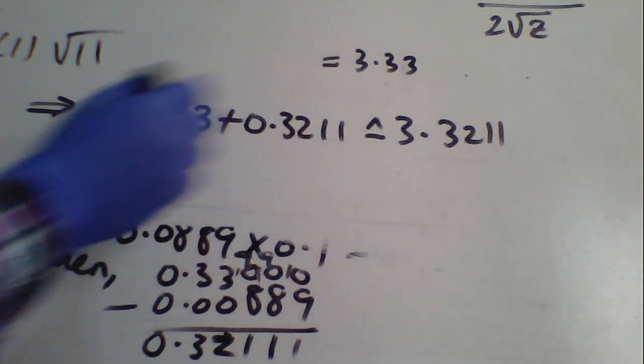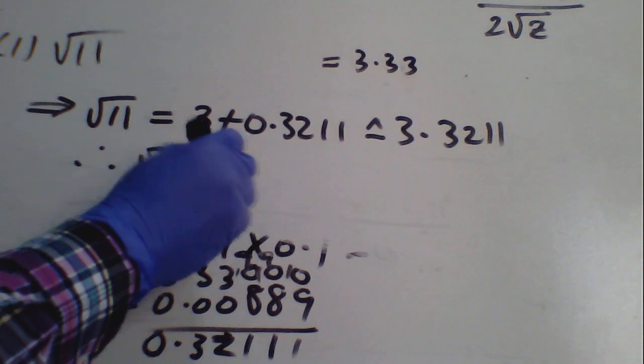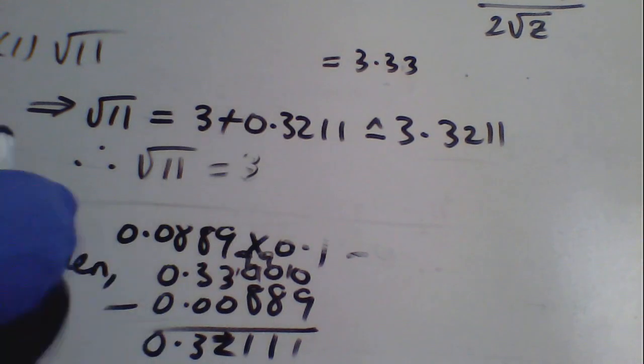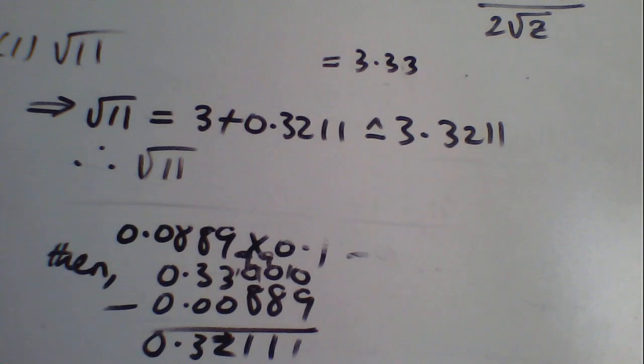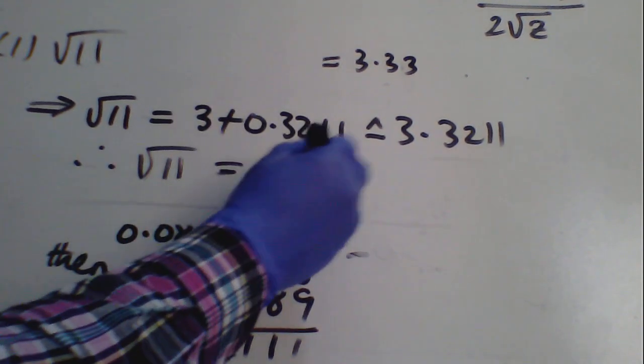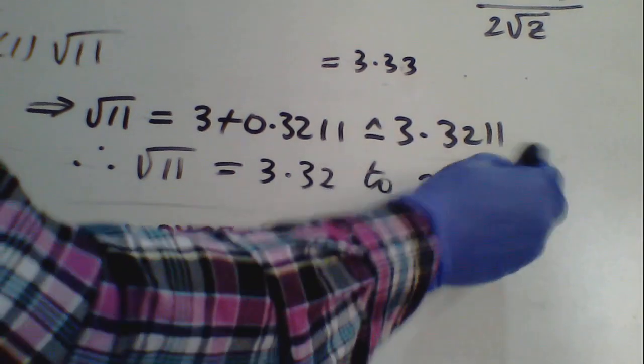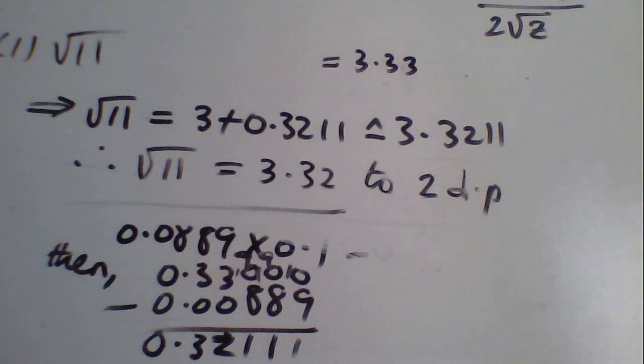You can use approximation. Therefore, the square root of 11 is equal to 3.32 to 2 decimal places. You can confirm it using your calculator. You see that the value of the square root of 11 is approximately 3.32 to 2 decimal places. So that is how you can get a near accurate answer by performing a decimal digit adjustment.